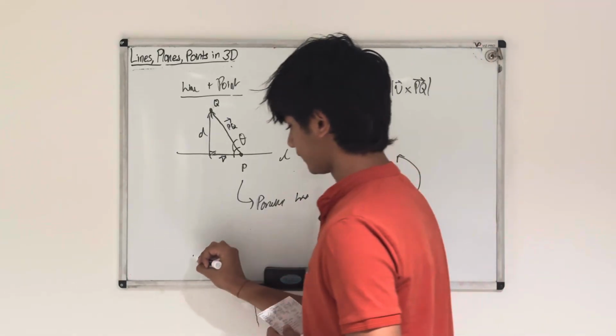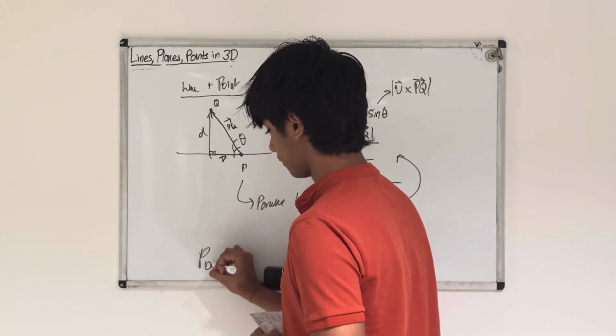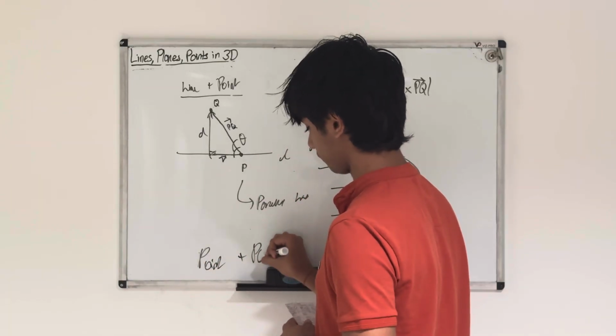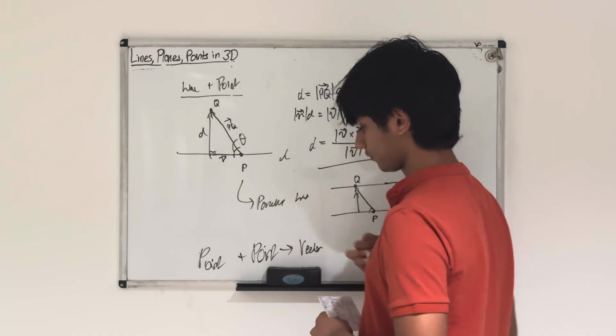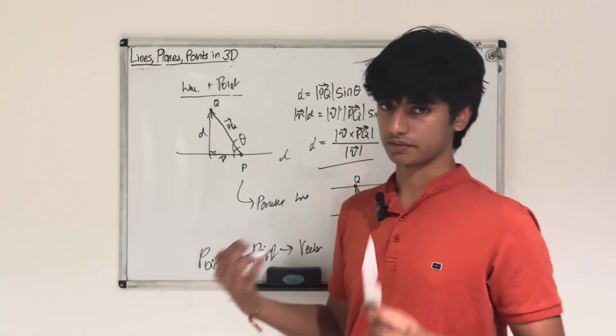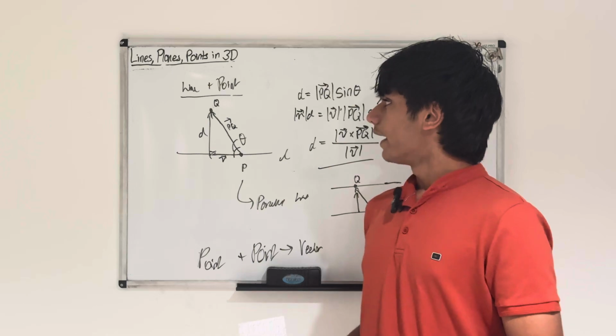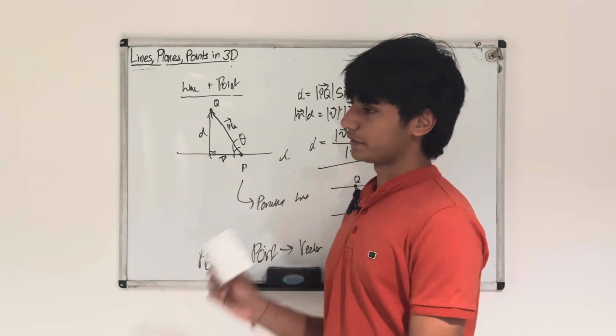And finally, point plus point, that's kind of trivial, right? To find the distance between a point and a point, we just find the vector between them, vectorize it, and then we take the magnitude of that vector to find the distance. And yeah, that's lines, planes, points in 3D.